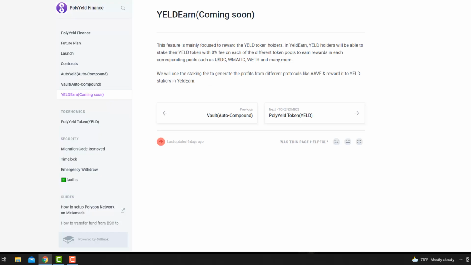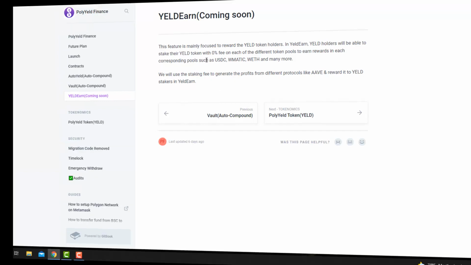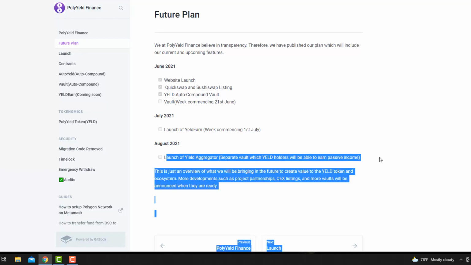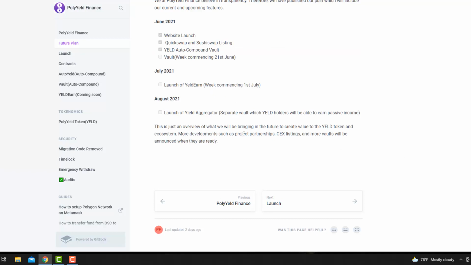Okay, they do have this yield farm coming soon, which basically takes the yield and goes on different protocols, a bit like YFI, and does all the hard stuff for you and then gives you the return. So that's coming soon. So these are the future plans for PolyYield. They have these that they've done here. In July, they're looking at launching the yield earn, and then in August they're launching the yield aggregator, which is a separate vault for yield holders who will be able to earn passive income. And then they've got other plans of centralized exchanges and so forth.